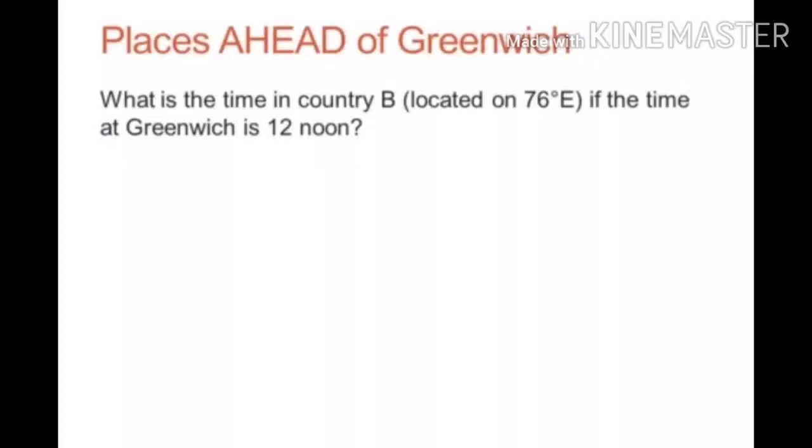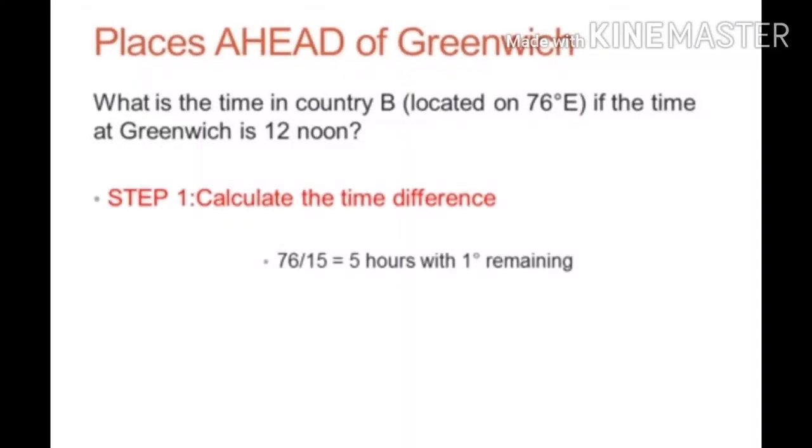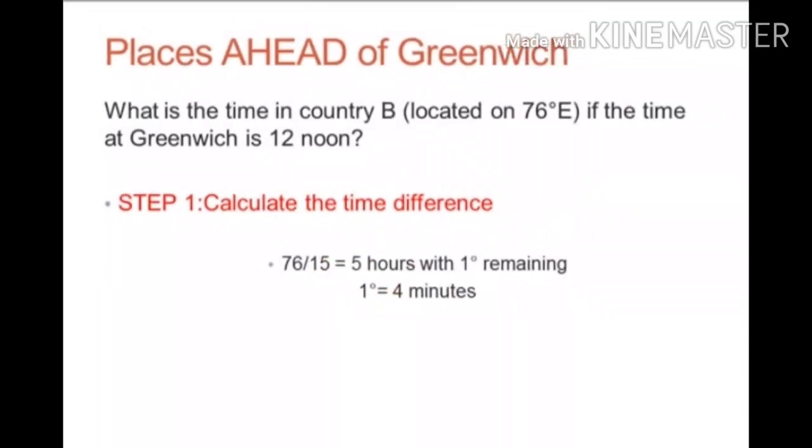Now let's try to find out the time in country B, which is located at 76 degrees east, if the time at Greenwich is 12 noon. For that, the first step is to calculate the time difference. For that, we will divide 76 by 15. So what will we get here? We will get 5 hours with 1 remaining. This 1 remaining is 1 degree. And as I told you earlier, 1 degree is equal to 4 minutes.